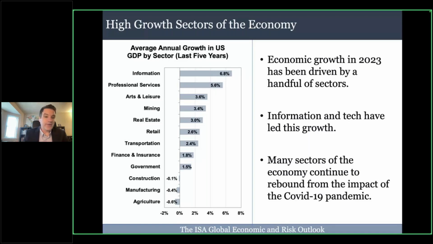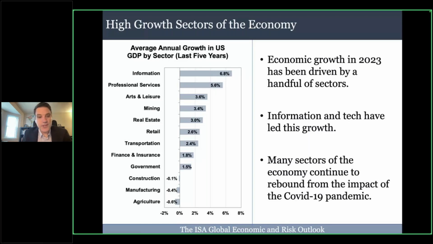And if you look at different countries and their reliance upon certain sectors of the economy, it really does mirror their economic performance. Those economies that have a strong position in these high growth sectors are doing better than those that are dependent upon lower growth sectors. So that's certainly something to consider.